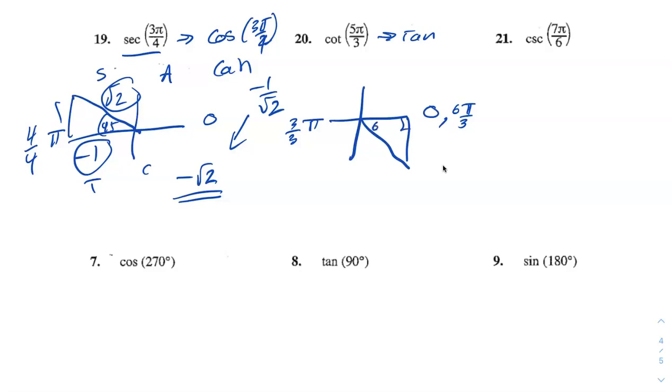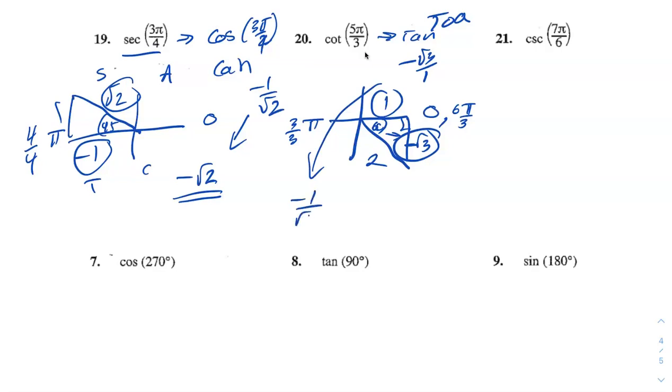Over 3 is automatically 60. Opposite is rad 3, adjacent 1, hypotenuse is 2. And then the negatives here, how do they work? Well, you went to the right, so that's positive, but you went down, so this is negative. Hypotenuse is always a positive value. So cotan is opposite of tan. TOA, opposite over adjacent: negative rad 3 over 1. But since we're doing cotan, we have to flip it. Negative 1 over rad 3.